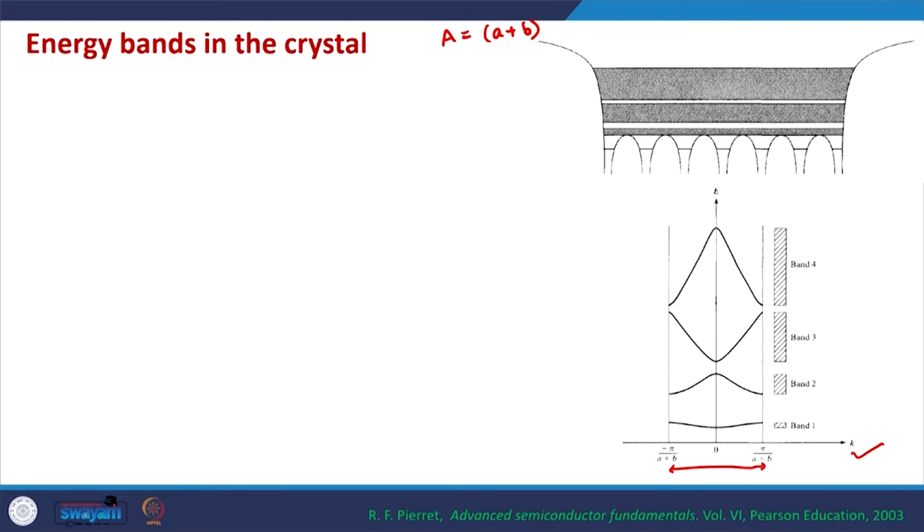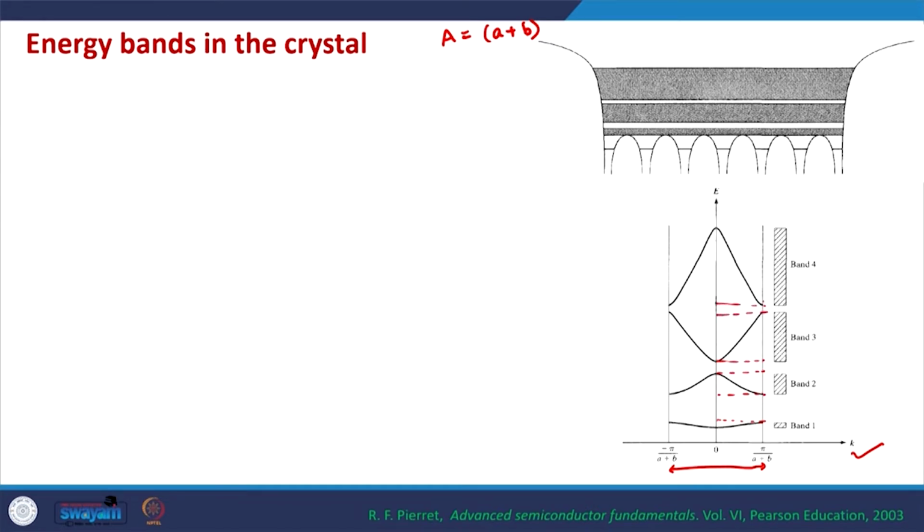So, all possible K values will be between minus pi by A plus B to plus pi by A plus B, and corresponding to these K values we will have many energy values basically. The solution of the Schrodinger equation and the statement of the Bloch's theorem also conveyed that there will be an energy range for which no K value will exist, and this we can see from here.